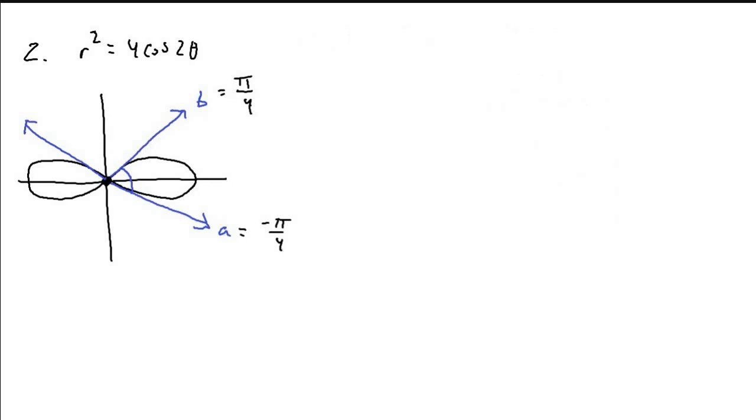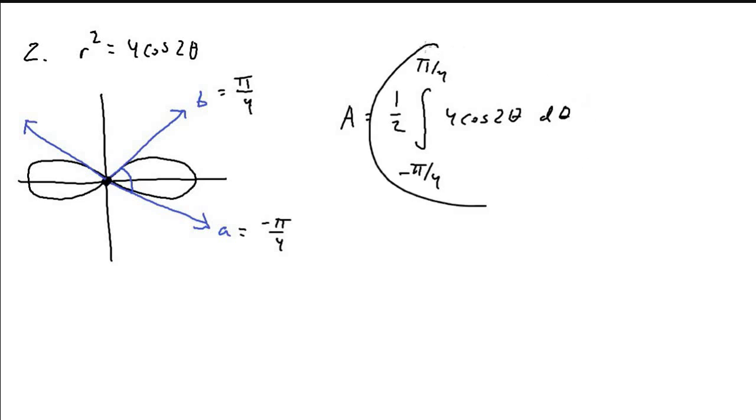So now if I were to write the integral, or the area formula, it's going to equal 1/2 times the integral from A to B. Once again, our A is negative pi over 4, and our B is pi over 4, of R squared. Now keep in mind that we are already given R squared, so we just need to replace that. We get 4 cosine of 2 theta d theta. Now keep in mind this is the area for 1/2 of this curve. So in order to find the full area, we can just multiply by 2.